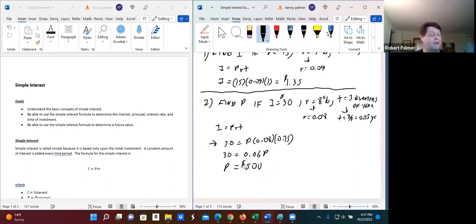So in other words, think of this the way we thought of problem number 1: if I start with $500 at this interest rate for 3/4 of a year, then the interest I would generate would be $30 after that year.